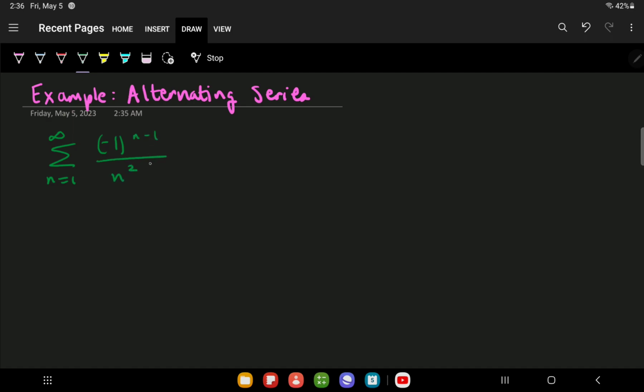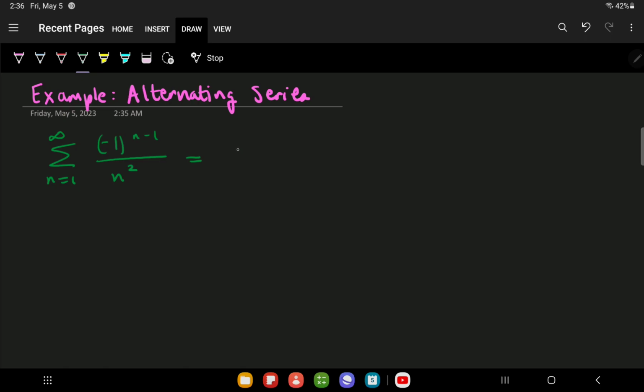Example of an alternating series test. We call series alternating if the sum is plus minus plus minus, or minus plus minus plus. So one example you can use, and again we have seen things similar to this before, is the sum of (-1)^(n-1) over n squared.